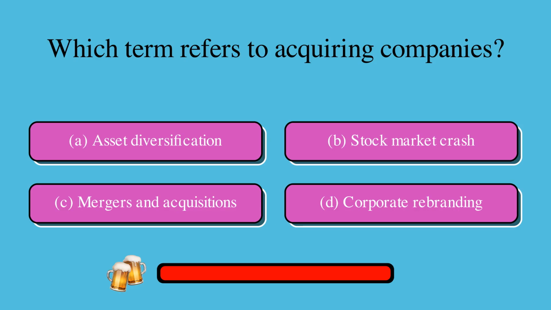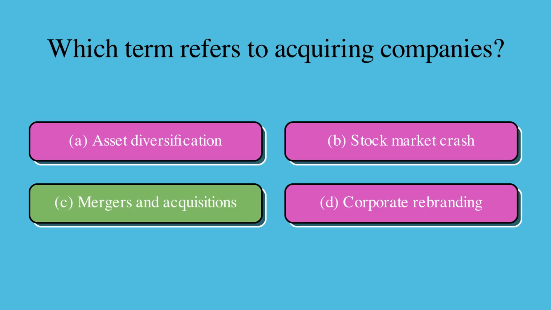Which term refers to acquiring companies? Is it A, asset diversification, B, stock market crash, C, mergers and acquisitions, or D, corporate rebranding? The correct answer is C, mergers and acquisitions.